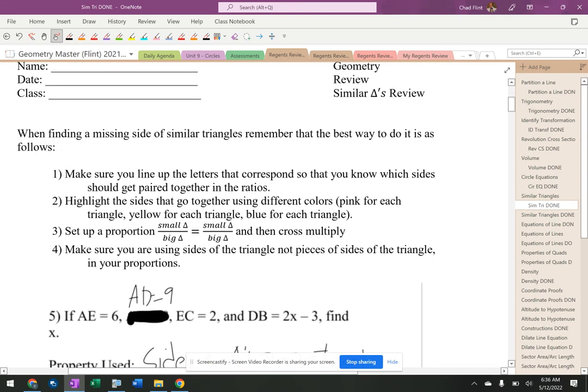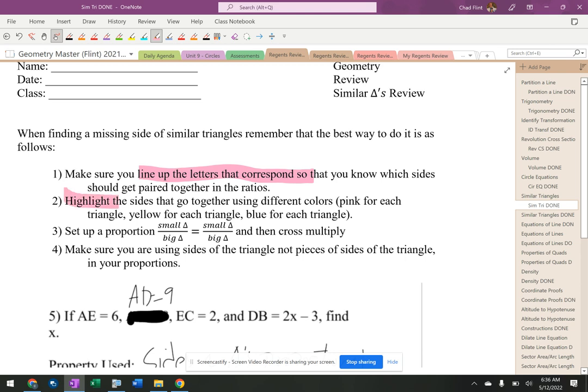So similar triangles is a very, very heavily tested topic, so it's one that we definitely want to pay attention to when we're reviewing. Typically there's a question on there about taking the sides and finding a missing side, and there's usually a question about setting up proportions. But the big thing we have to do is line up the letters so that they correspond, so we know which sides should get paired together, and do your highlighting.